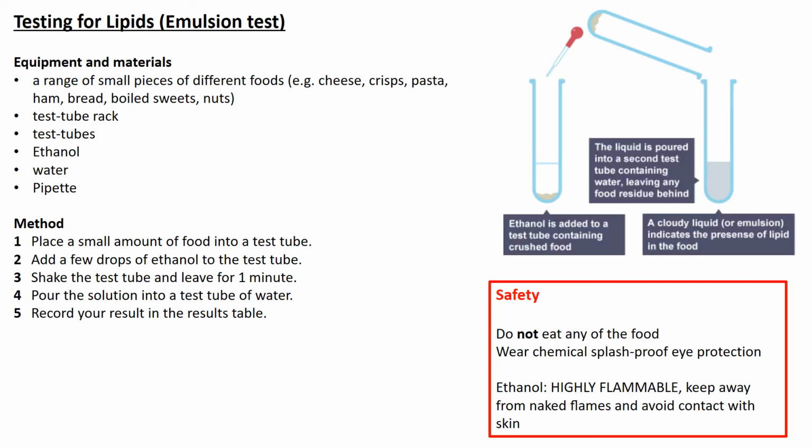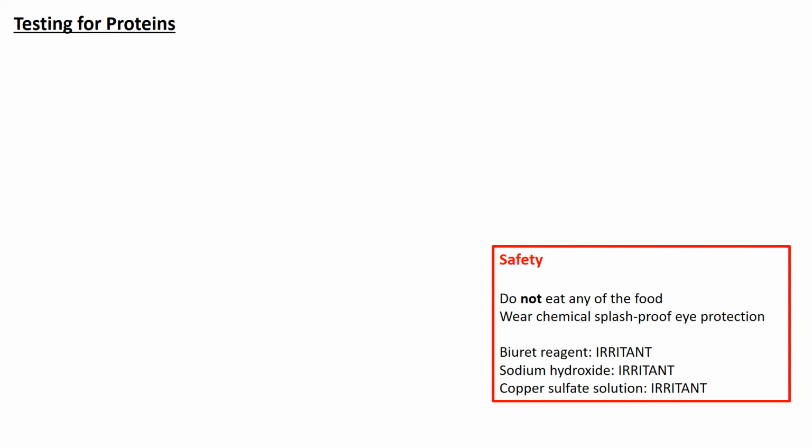And what we do is we put our food in the bottom, we then put a few drops of ethanol and we shake our test tube and leave it for a minute. And then we pour the solution into a test tube of water. Now what you will see, if lipids are present, the solution goes cloudy with a white layer. If there's nothing available, it just goes clear with chunks of food in it. You need to be careful because some food just goes mushy. But we are looking for a nice cloudy precipitate.